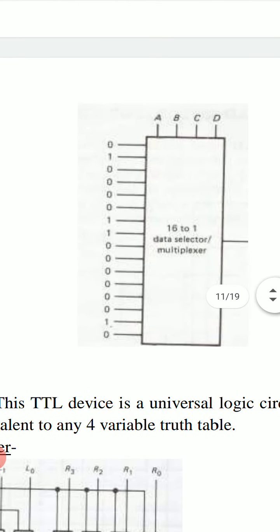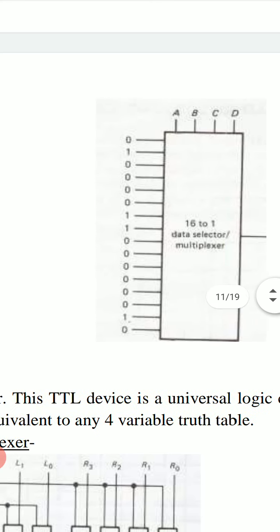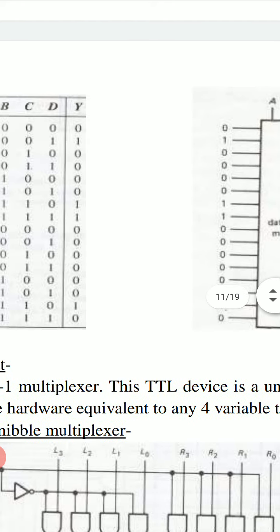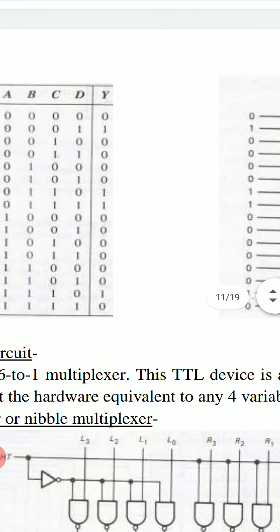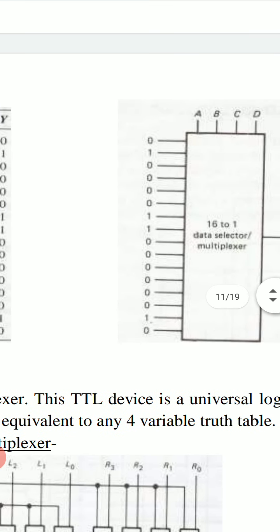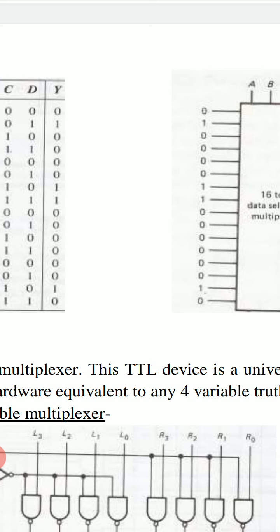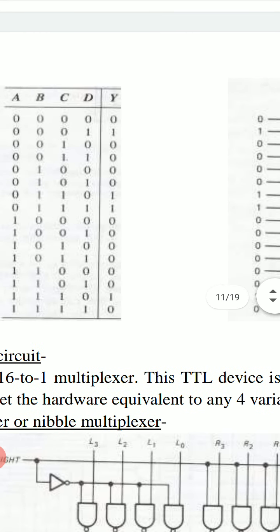This is a 16 to 1 multiplexer or data selector. It has 16 input bits, and these input bits are the same as those shown in this truth table as Y, the output of this truth table. So a 16 to 1 multiplexer or data selector has 16 input bits, and these 16 input bits are the same as the output of a truth table.